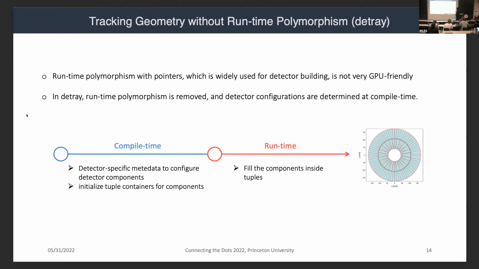And so in Detray, we want to remove the runtime polymorphism, and we want to determine every detector configuration during the compile time. So during the compile time, we specify the detector configuration with the metadata, and we initialize the proper tuple containers for different types of the components. And so we don't have any inheritance or polymorphism here. And during the runtime, we just fill the components inside the tuples. And then we build the detector geometry.